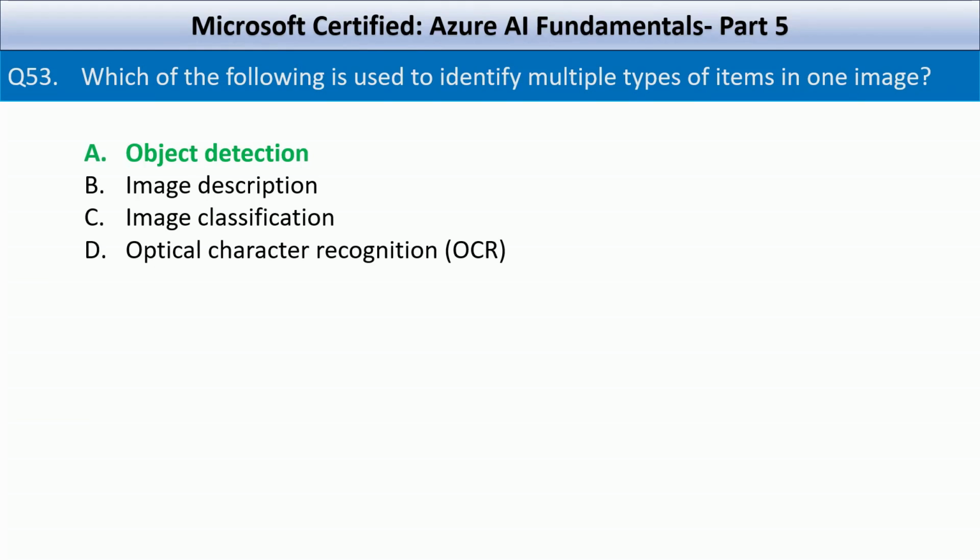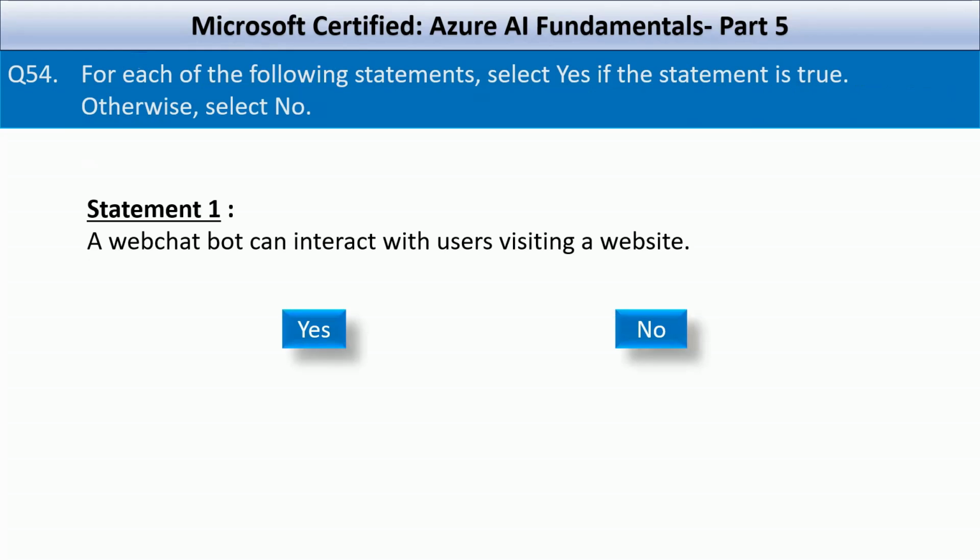Image classification classifies the entire image into one category, for example, cat or dog. Image description generates a textual summary of the image, and OCR detects and extracts text from images. Next question. For each of the following statements, select yes if the statement is true, otherwise select no. And friends, the first statement is: a web chat bot can interact with users visiting a website.